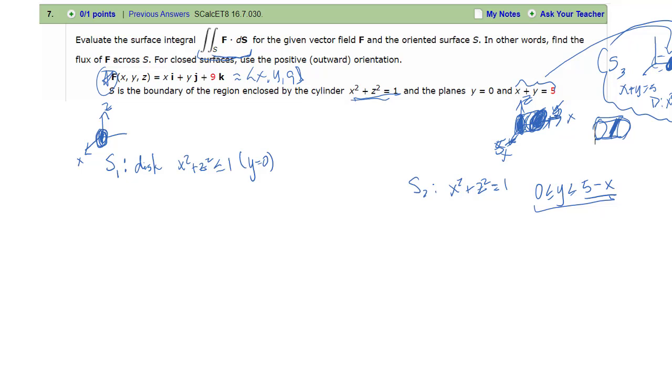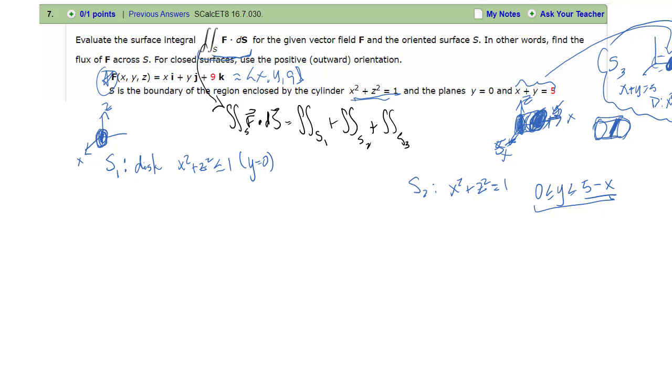By the way, the bottom line here is that if you want the flux of this vector field over these surfaces, you have to add the flux integrals of each of them. And so we will find the flux of each, and then we'll add it at the end.